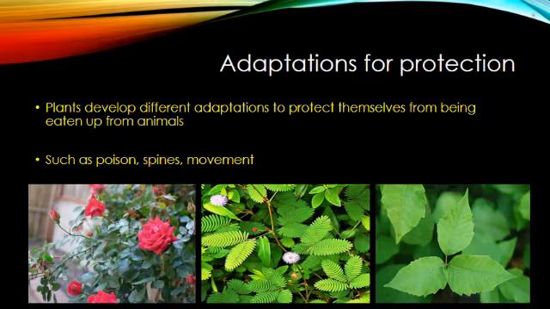Next, movement. The touch me not plant closes its leaves when touched. As a result, animals get scared and do not eat the plant. Now all of you have seen, I think, the touch me not plant. Many of you have it in your garden also. Whenever you touch the leaves of touch me not plants, it closes. Okay, and by seeing this, animals get scared, they run away. So this is also a protective measure for this plant from being eaten up by other animals.